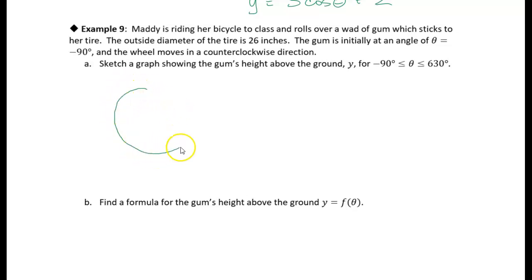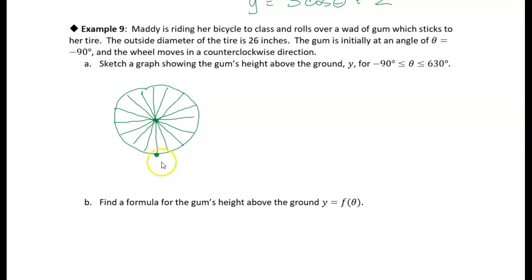Okay, here's her bike wheel. Here's the hub, here's the center, and we've got to have some spokes, right? So let's draw some spokes in here. I could draw some more spokes. There's a lot of spokes on a bicycle wheel. All right, so there's her wheel. So she rolls over the wad of gum down here. So there's the gum that's going to stick to her wheel, right?